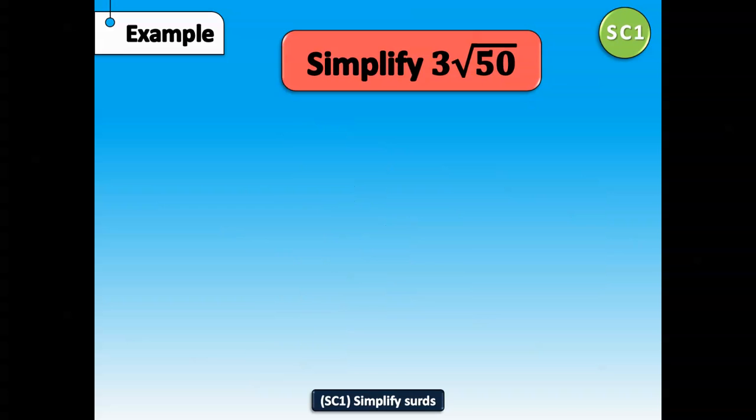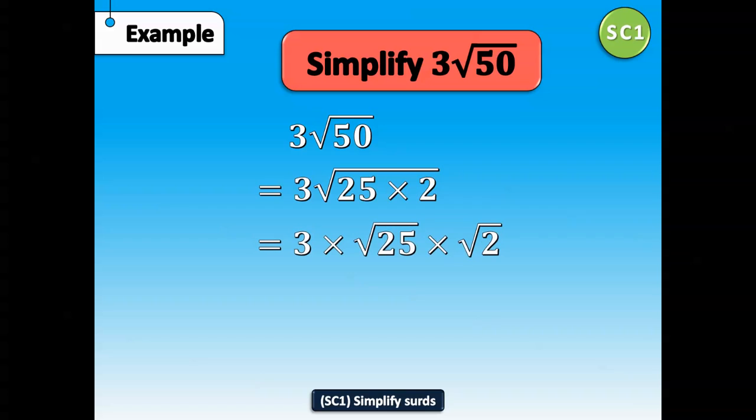This time we want to simplify 3 root 50. 3 root 50 simply means 3 times root 50. Now we can simplify root 50 because 25 is the biggest square number that goes into 50. So we can rewrite it as root 25 times 2. The square root of 25 is 5. We can't square root 2, so we just leave it as root 2. And 3 times 5 is 15. So we can rewrite it as 15 root 2.